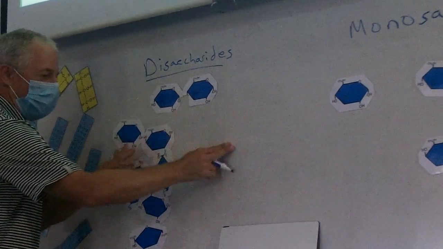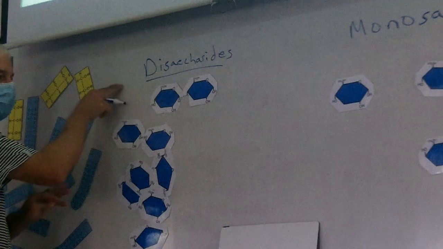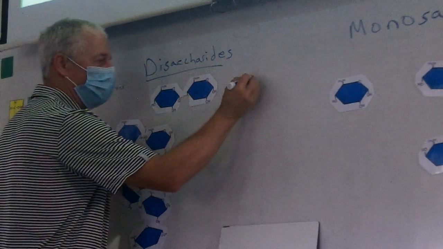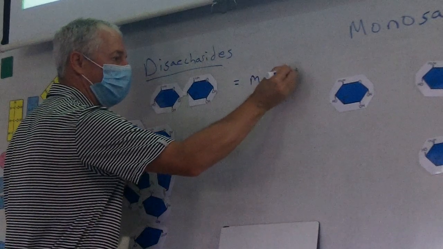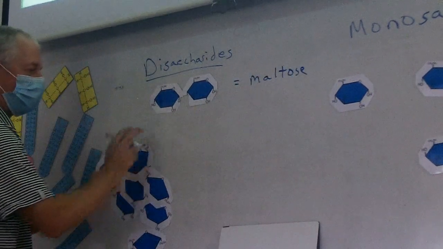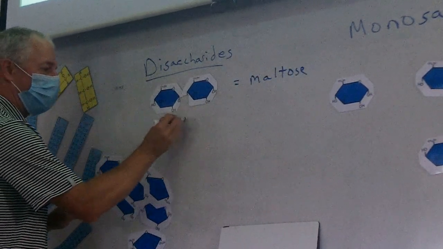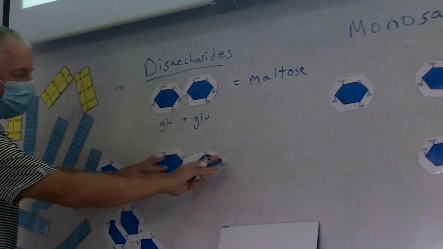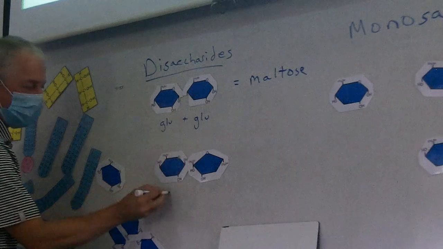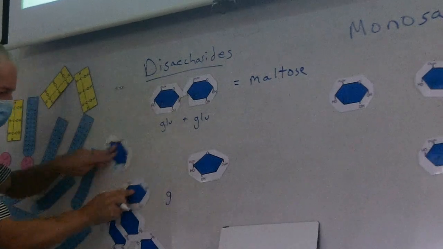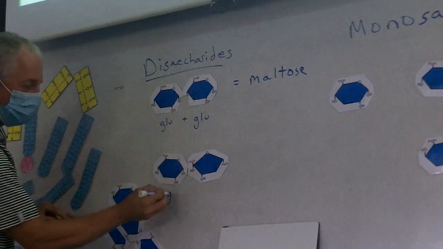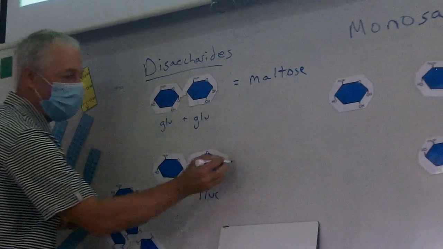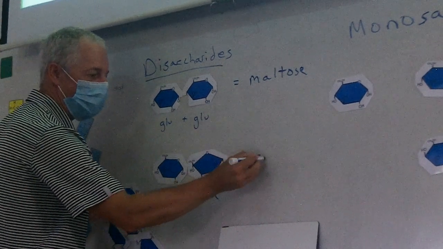So, disaccharides, there are just a few major ones you hear about. Glucose plus glucose equals maltose. Glucose and... Wait, that's not glucose, that's galactose. Glucose plus fructose is sucrose.